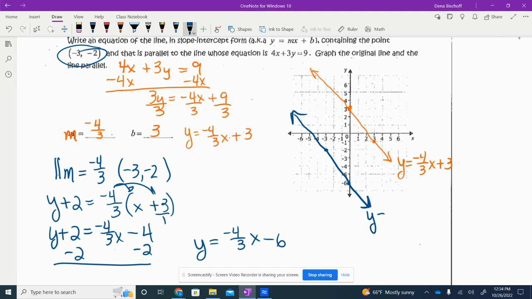So this is the equation y equals negative 4/3 x minus 6. Thoughts? Like it, hate it? Why do you hate it?